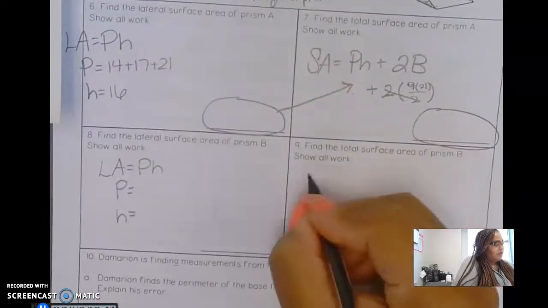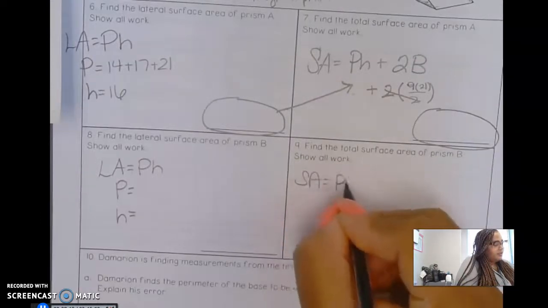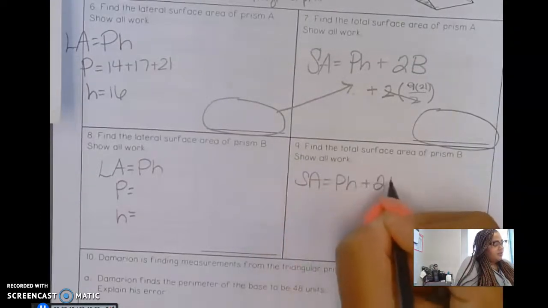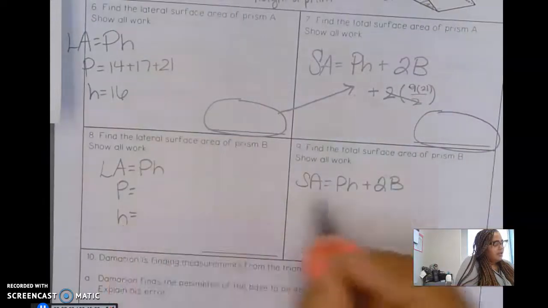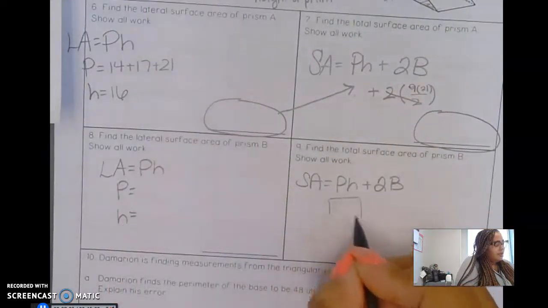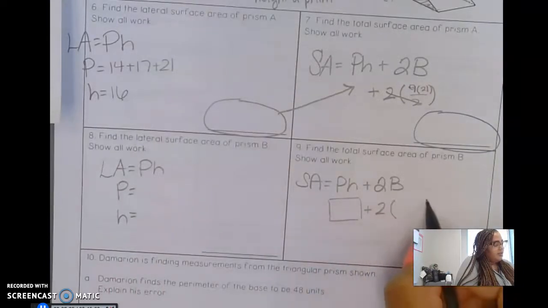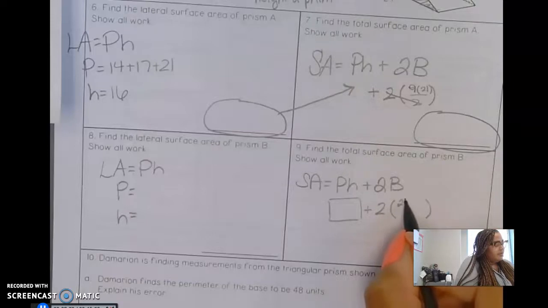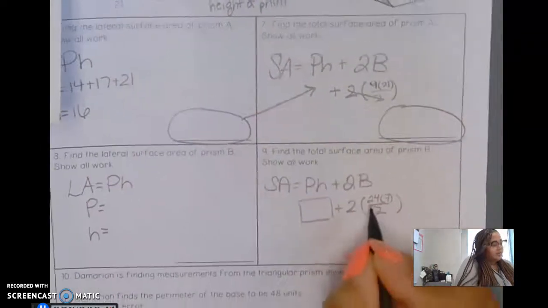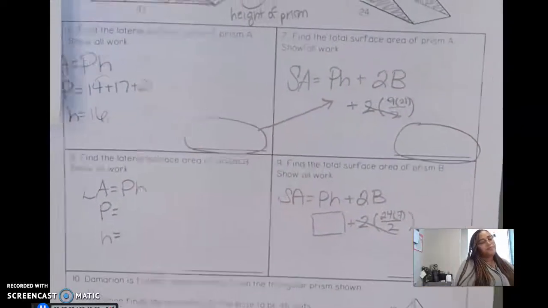And then over here, surface area equals big PH plus 2 big B. I'm going to take the answer that I get over here for my big PH. And I'm going to add 2 times 24 times 7 divided by 2. And again, these 2's will cancel out.